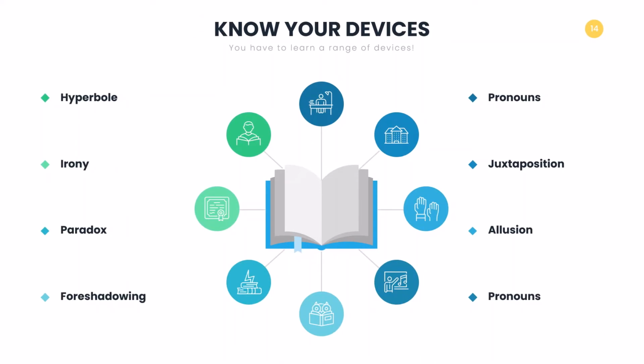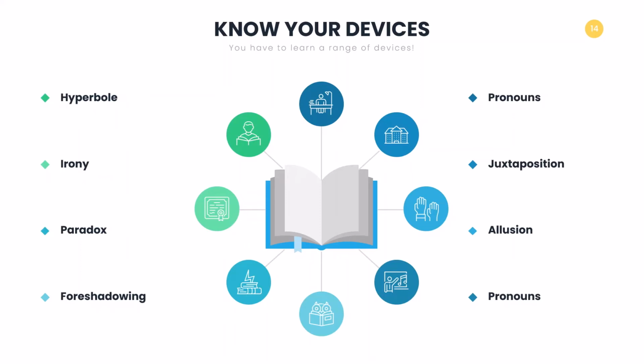Devices are techniques such as symbolism, irony, foreshadowing, hyperbole, pronouns, etc., etc. Each of these techniques are different, and so is their effect. The use of irony and the use of hyperbole are used for two different purposes.